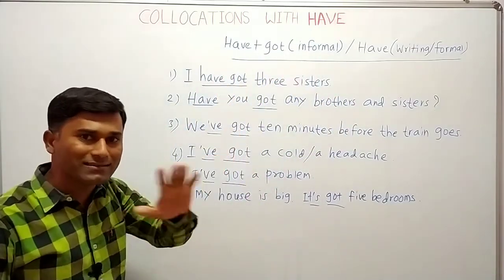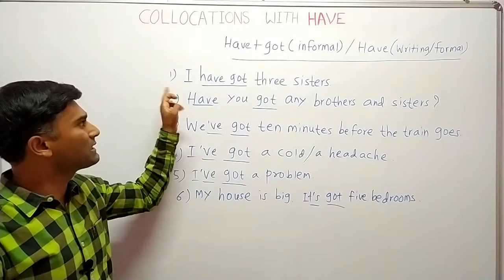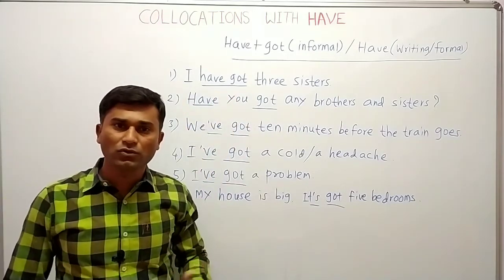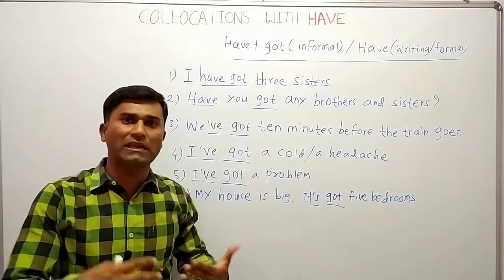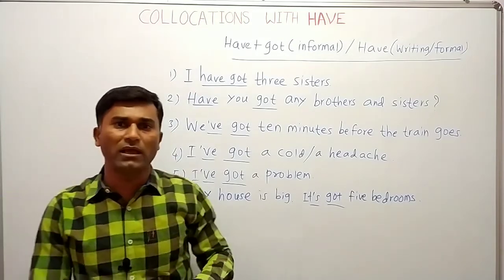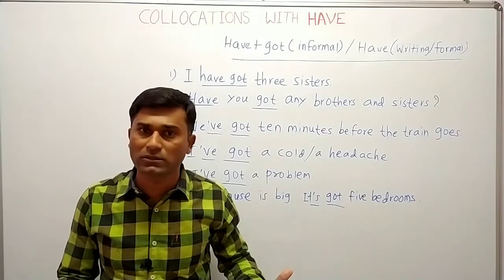So how in the sentences we'll see. The first sentence, I have got 3 sisters. So when you are speaking with your friends and you are introducing yourself, you are telling about yourself, so you can say in a familiar situation that I have got 3 sisters.